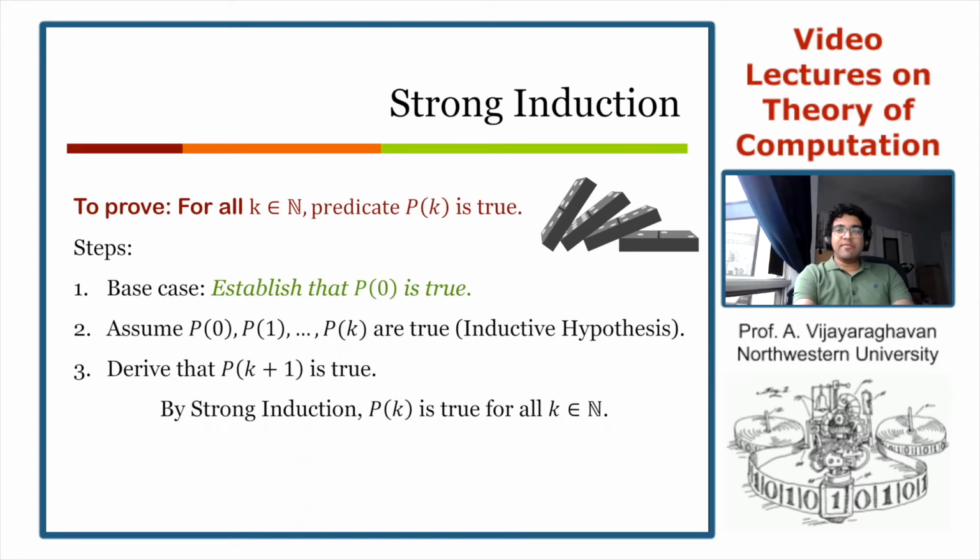Now, in the second step, we're not just going to assume that P of k is true. We can, in fact, make a stronger assumption that not only is P of k true, we'll also assume that P of 0 is true, P of 1 is true, P of 2 is true, up to P of k minus 1, and then P of k is also true. Assuming that the statement is true for all natural numbers from the base case 0 to k, we'll now try to prove that P of k plus 1 is true. And if you are able to do this, then by strong induction, this predicate is true for all natural numbers.